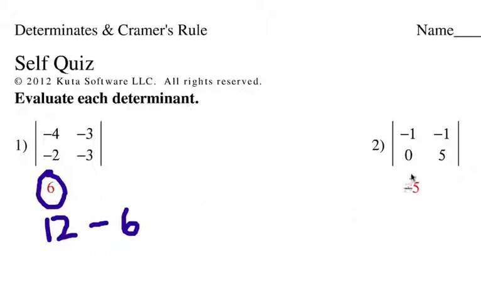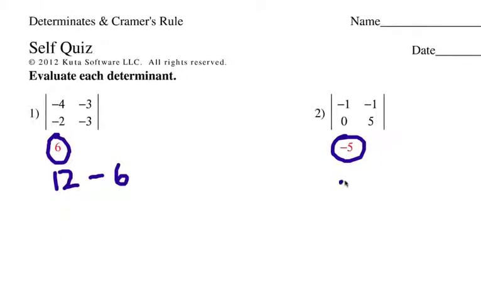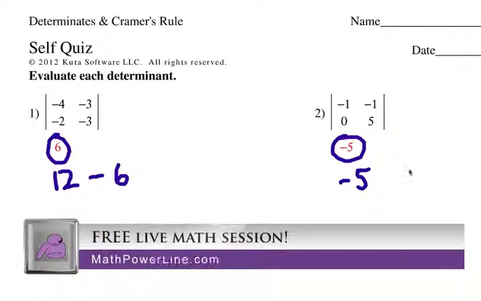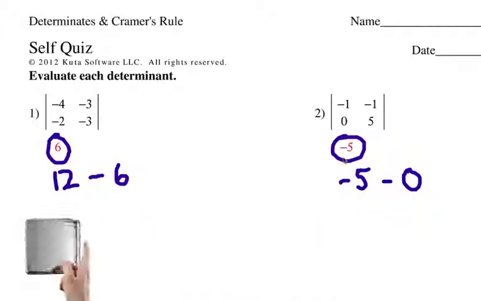Number 2, it says negative 5. Let's check that. You're going to multiply diagonally here, which is negative 5. You're going to multiply here, which nicely turns out to be 0. You're going to subtract, and that's why the answer is negative 5.